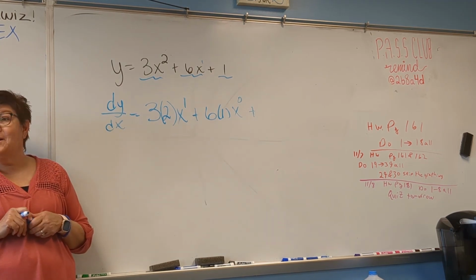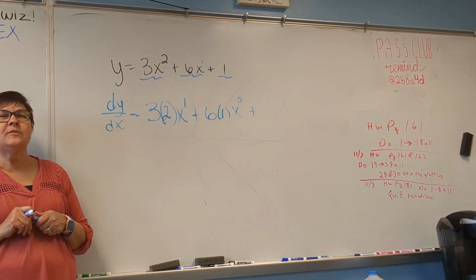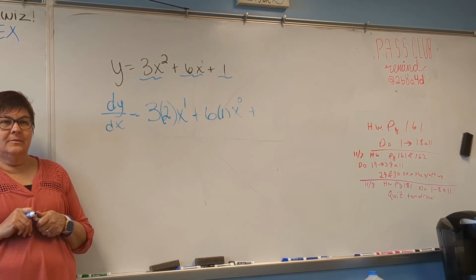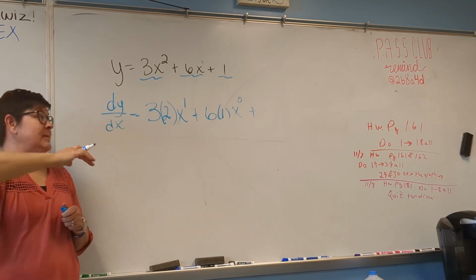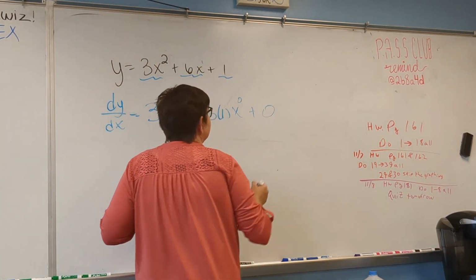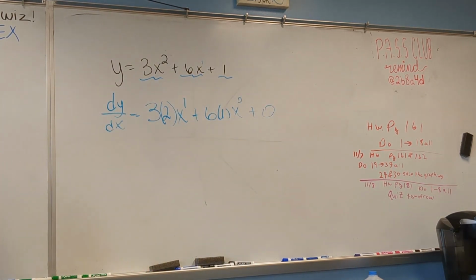0. How do we know? Because what does 1 look like if I drew that? y equals 1. How much slope is that? 0. So anytime we have a constant, its slope is 0. Because currently it's x to the 0.